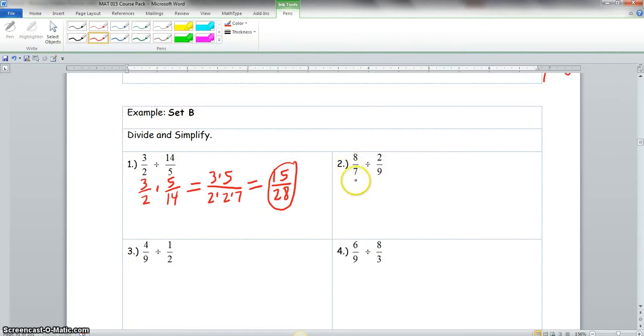Now we go to number 2. So we will have 8 over 7. Division becomes multiplication, and we take the reciprocal of the second fraction. Now we simplify.